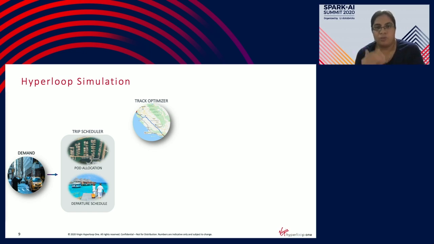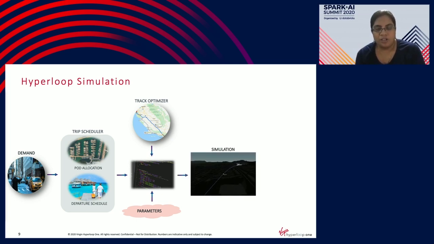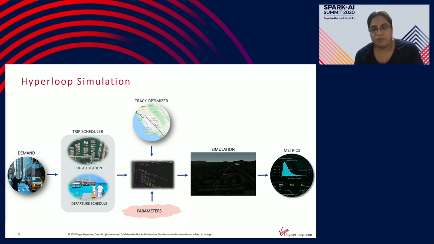We also have a track optimizer, which gets the possible optimized alignment for the route in consideration based on the geography and cost. We have additional sweep parameters as well, for example, whether we can ride in parallel or whether ride sharing is allowed. And those all are fed into the simulation software, which then yields the simulation for us, which we just saw. Those simulation results are then analyzed to give us some metrics to answer the business questions.